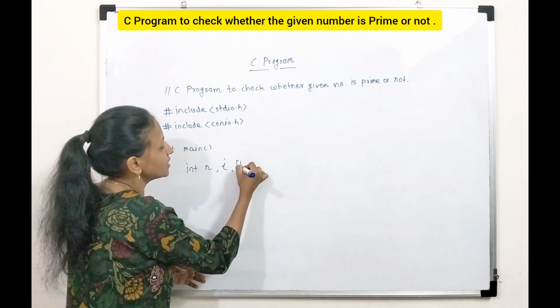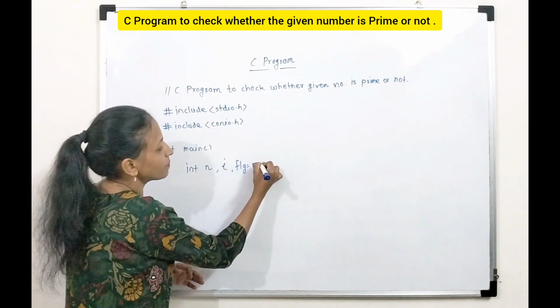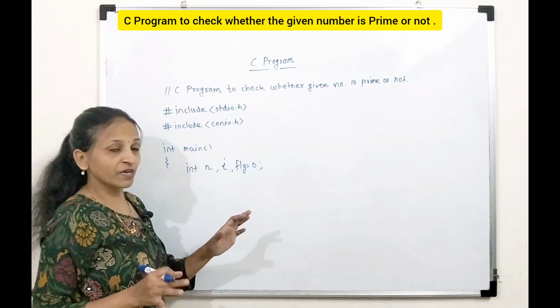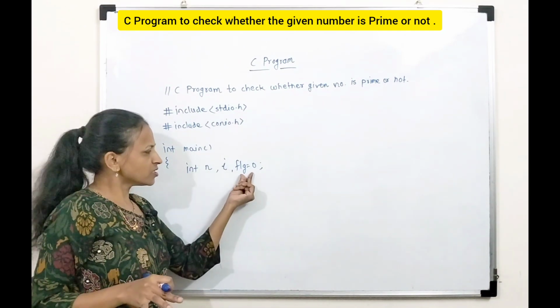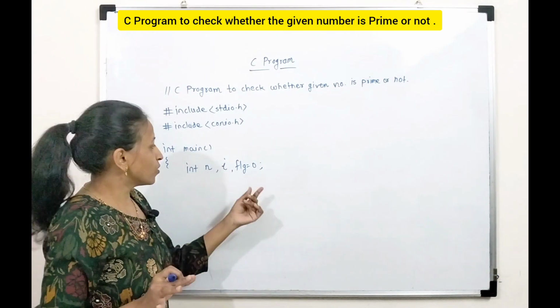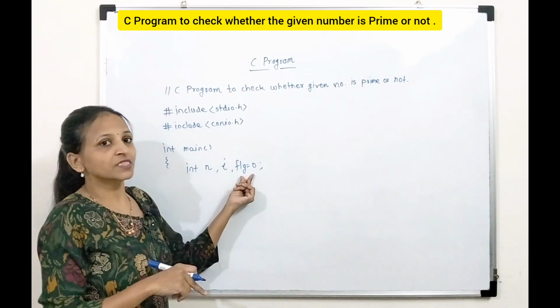One flag variable is required there. See what is the purpose of this flag, that I am going to explain. But currently at this position, just try to understand that we will require a flag here. Initially its value should be 0.